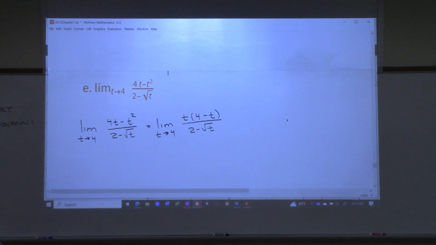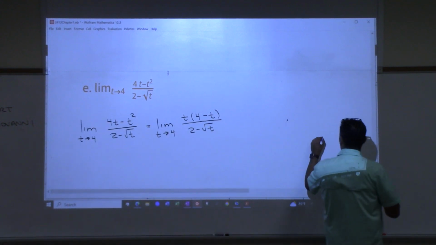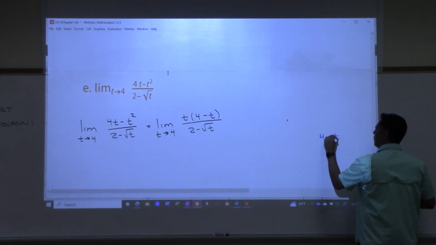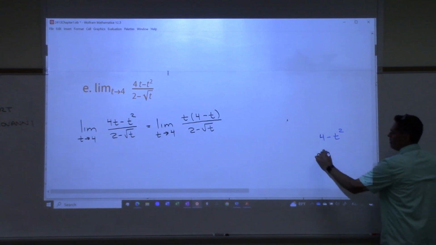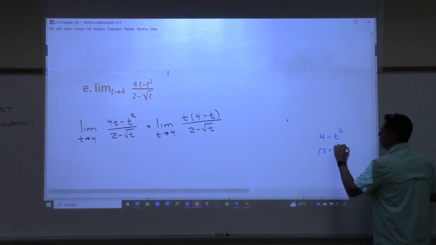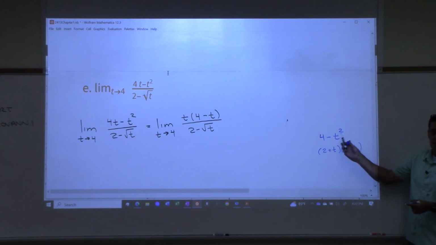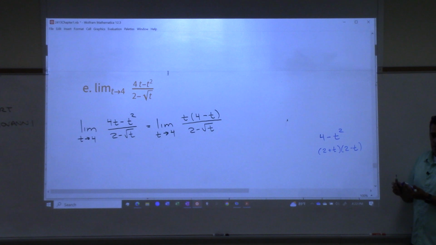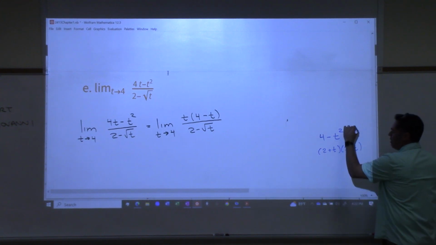But I'm going to realize something that you don't talk about in college algebra. So let me write it down over here. If I have this, I can do difference of squares on that, can't I? That turns into 2 plus t, 2 minus t. Because it's something squared minus something squared, right? That's not what I have though, right? I don't have that.